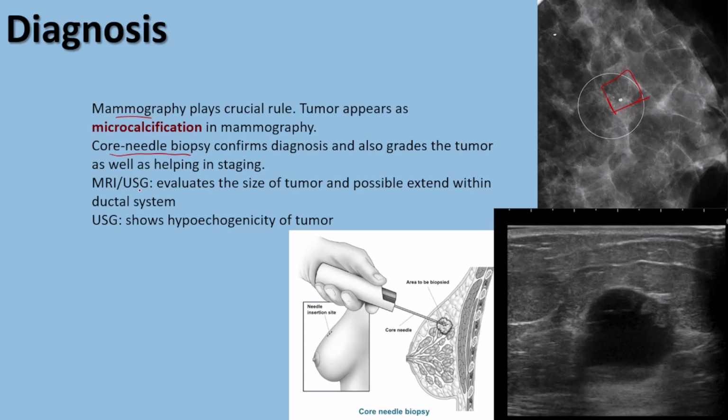Another tool that we can use in case of ductal carcinoma in situ is MRI or ultrasound, and ultrasound actually gives few information. It gives information about the size of the tumor and also gives information about possible extension of the tumor cells to the ductal system. On the ultrasound, you see something like this here. You see a hypoechogenic dark area within the breast tissue.